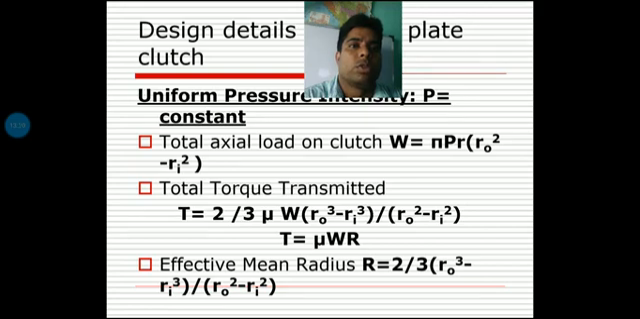T means the total applied torque, that is, the total generated torque. T is equal to mu into W into R. Here capital R is the effective mean radius. That means R is equal to two-third of (RO cube minus RI cube) whole by (RO square minus RI square). That is the case of the uniform pressure theory, which means the pressure will be constant.